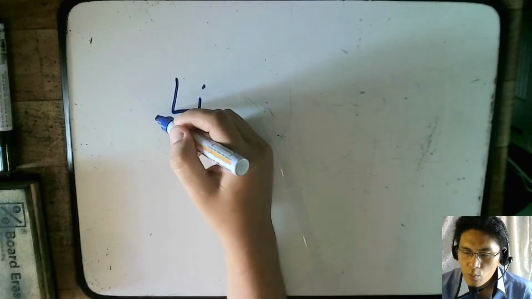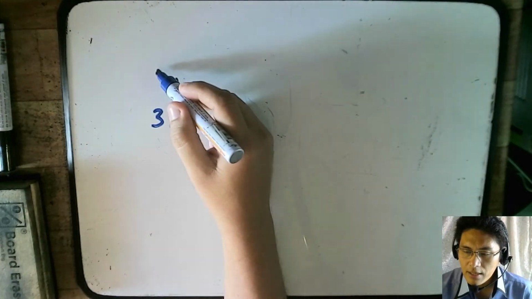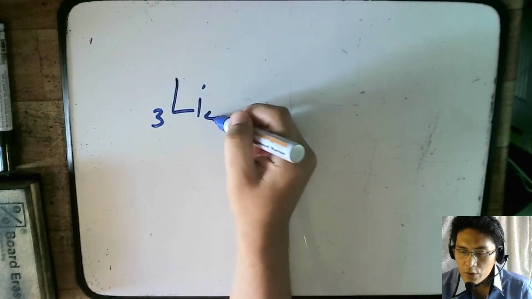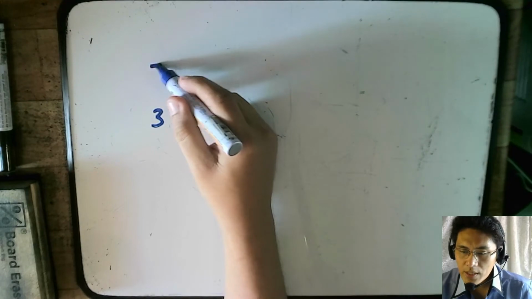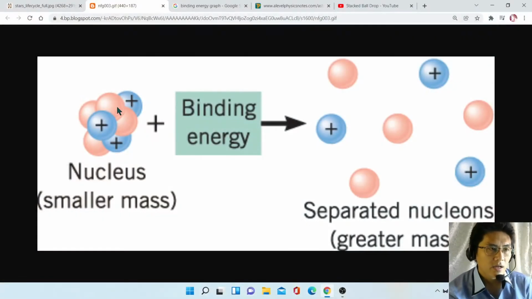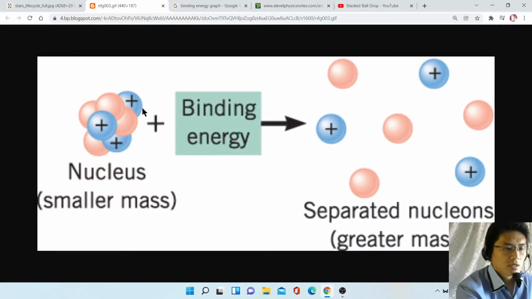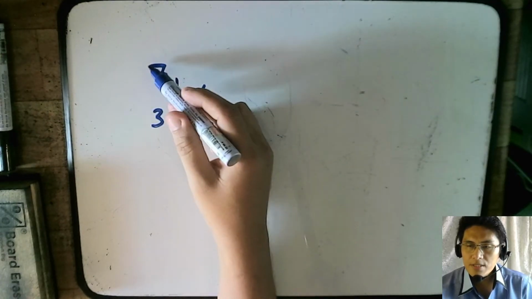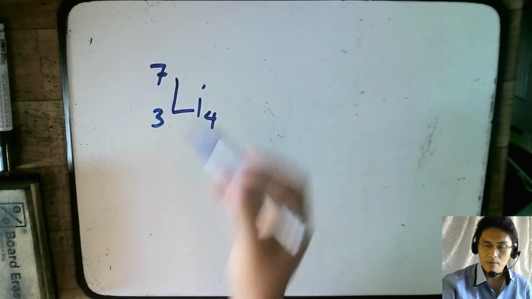It is lithium with 3 protons, and it happens to have 4 neutrons. That's why the mass number is 7. Look at that: you have 4 neutrons, the pink ones, and 3 protons. So you would write it like this: 3 protons, 4 neutrons, 7 nucleons all in all.